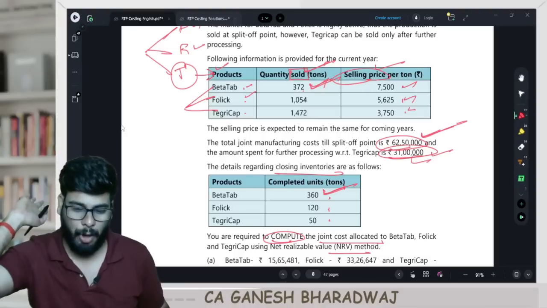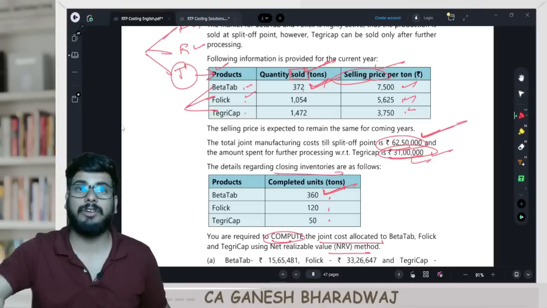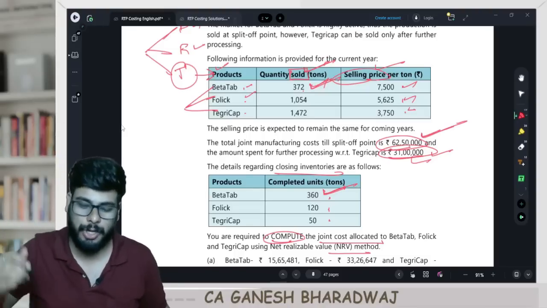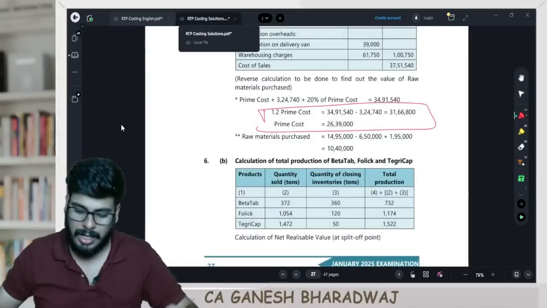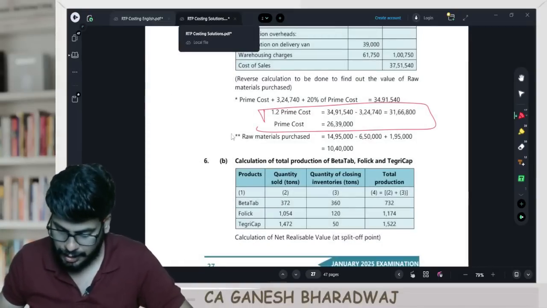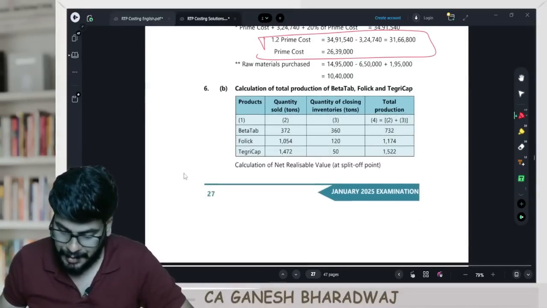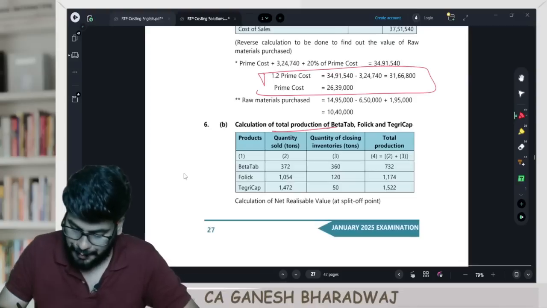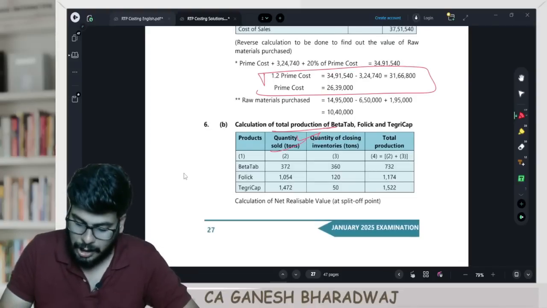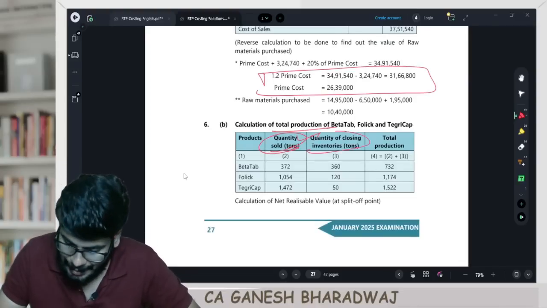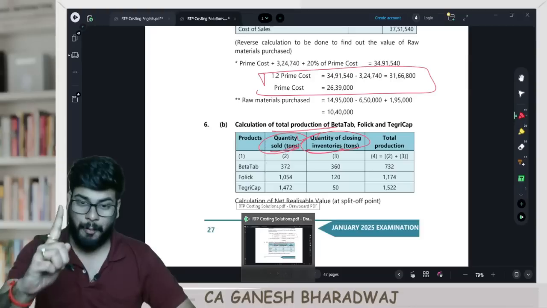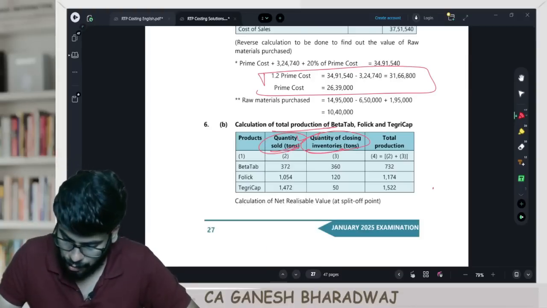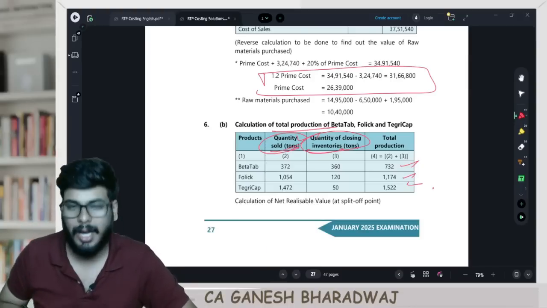The most important aspect here is NRV calculation should be done on units produced and not just on units sold. That's something that you need to understand. Now, look at this. Number one, calculation of total production. So, product wise, they have taken the total quantity sold, add the closing inventories. If opening inventory is there, you will subtract that also. You will get the total units produced. Are you clear with this?